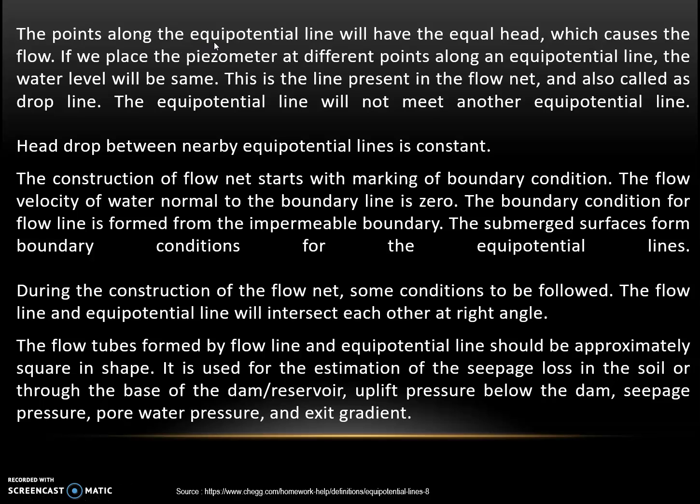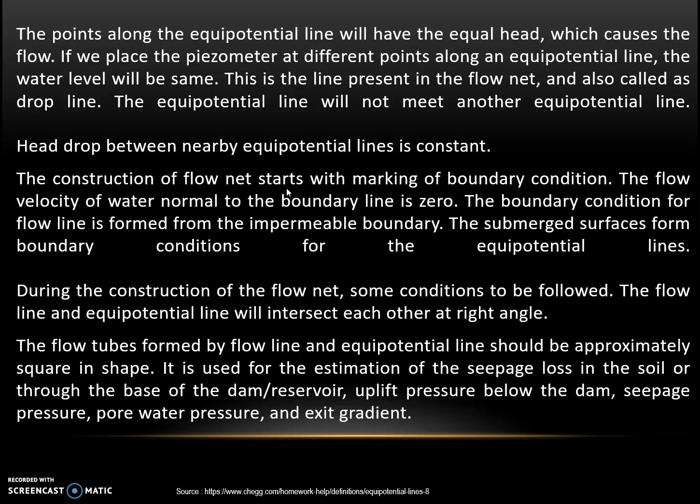The points along the equipotential line will have the equal head which causes the flow. If we place the piezometer at different points along an equipotential line, the water level will be same. This is the line which represents the flow net and also called as a drop line. The equipotential line will not meet another equipotential line. Head drop between nearby equipotential lines is constant.